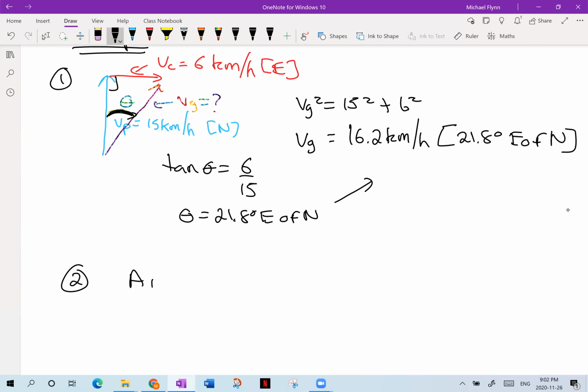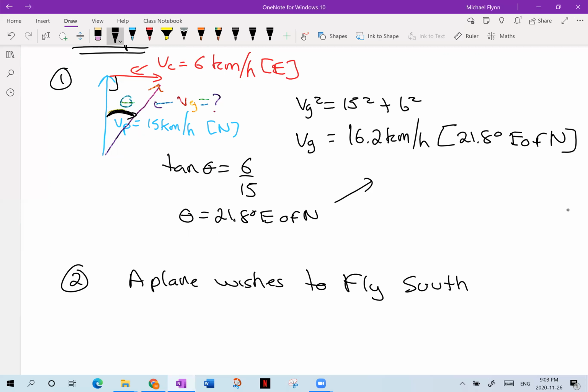A plane wishes to fly. A plane wishes to fly south.